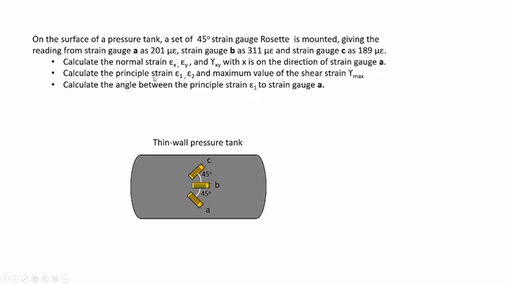What we want to calculate is, first, the normal strains epsilon x and epsilon y and gamma xy, and x is the same orientation as strain gauge A. Then we want to calculate the principal strains epsilon 1 and 2 and the maximum value of the shear strain. Then we want to calculate the angle between the principal strain epsilon 1 and strain gauge A. Okay, how are we going to do it?